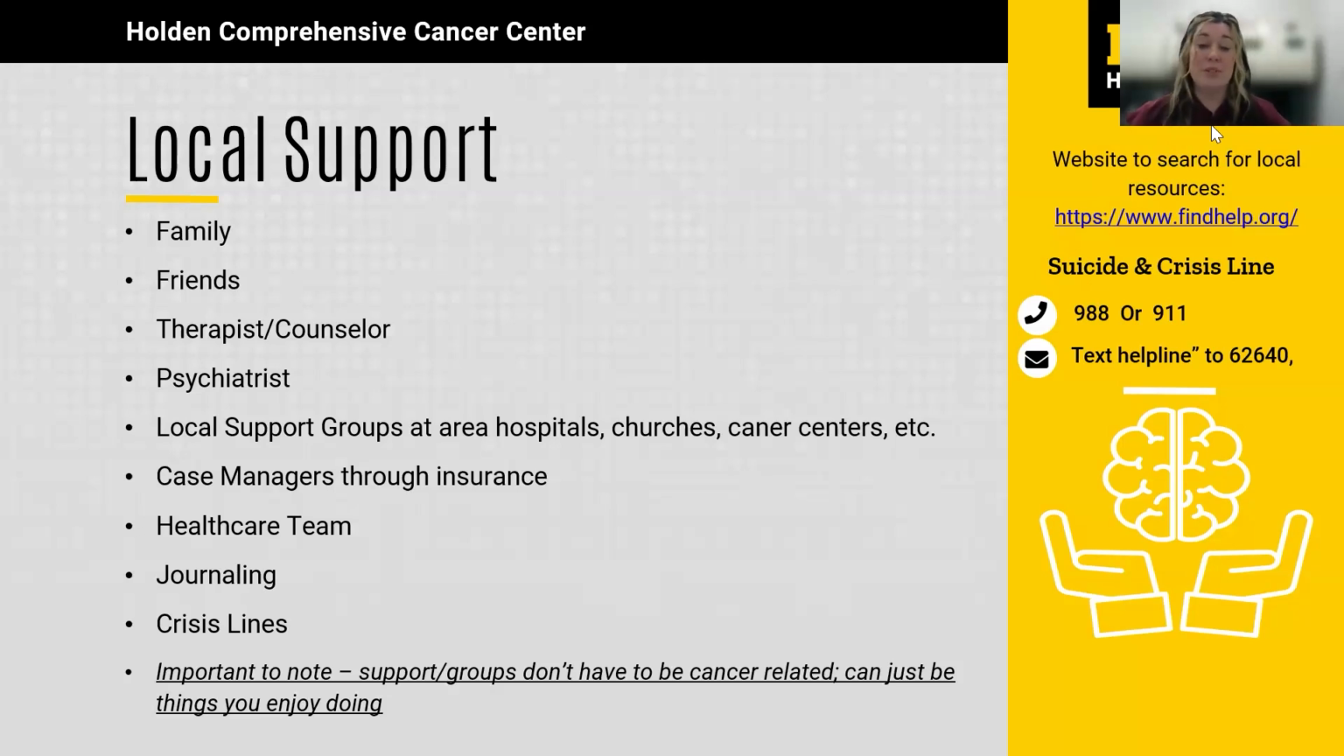I do think it's important to note, support groups don't just have to be cancer related. Sometimes you don't necessarily want to talk about things. Sometimes you want to go and you just want to enjoy yourself.